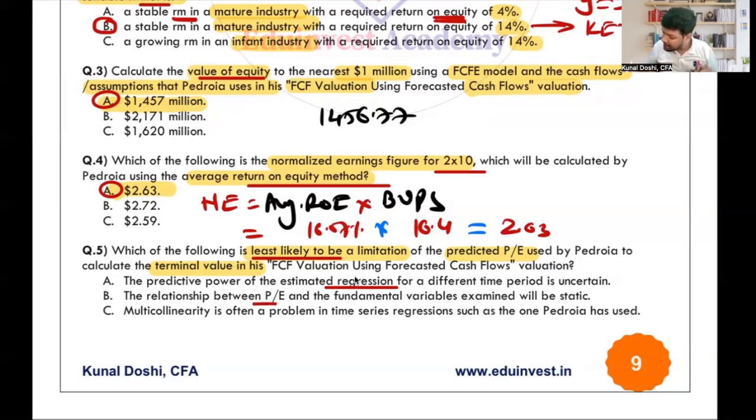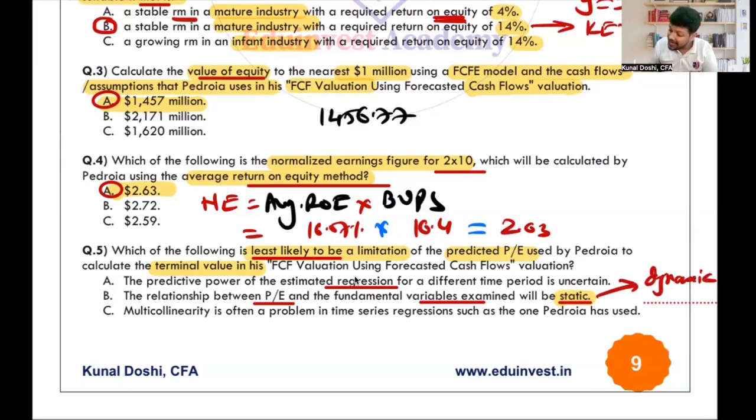The relation between the PE and the fundamental variables examined will be static. Do you think in this ratio, the relation will be static? Static? No, actually the relationship keeps on changing. So this relationship is not static, it is dynamic. This is one wrong word.